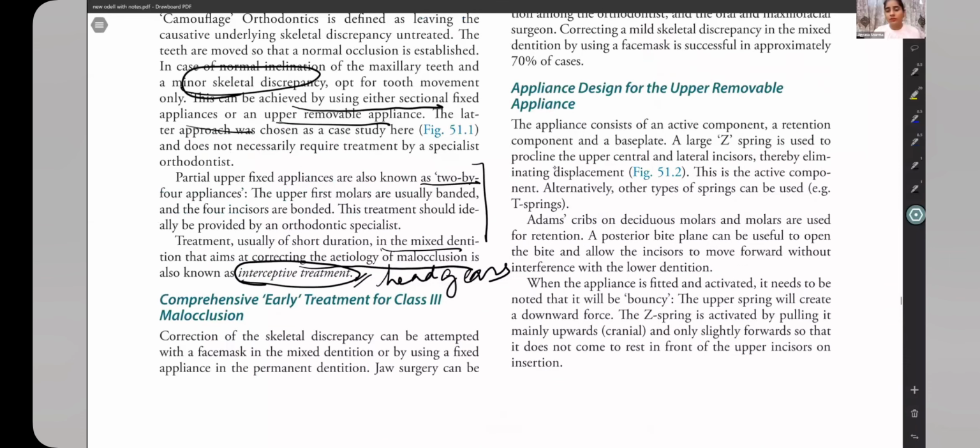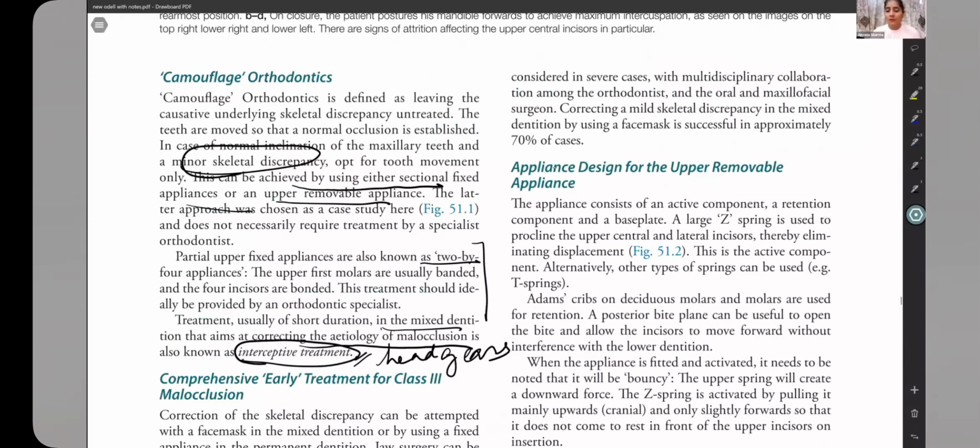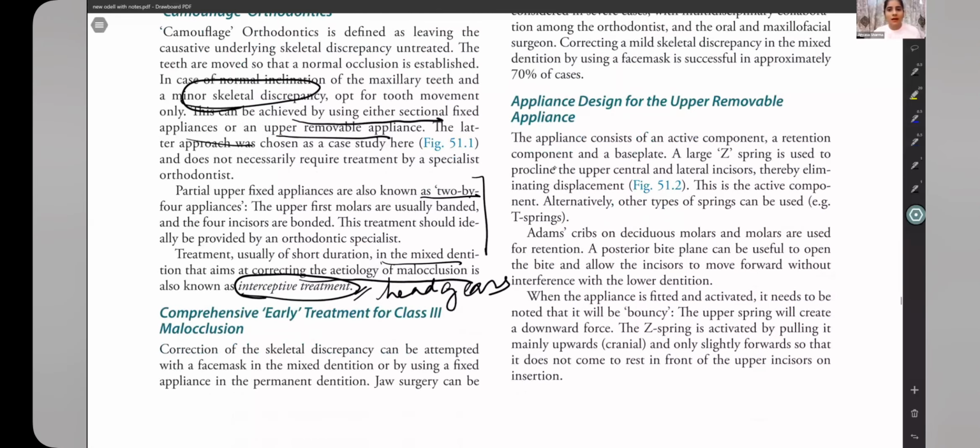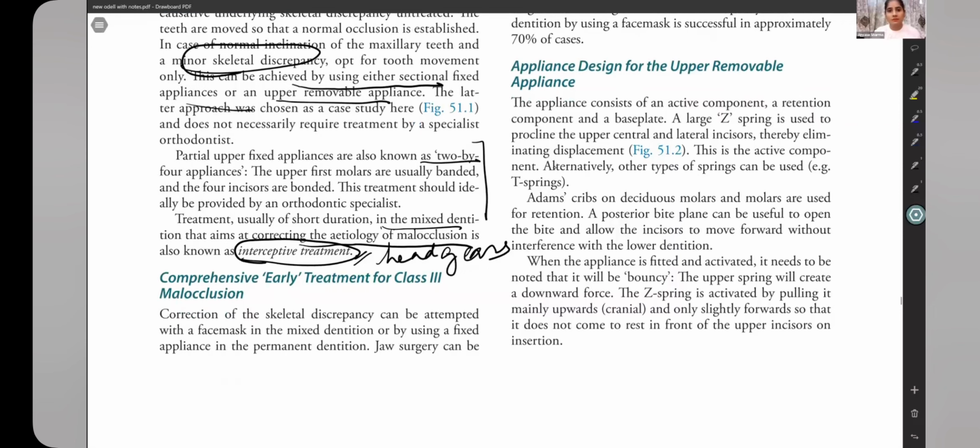So if you're doing it in permanent dentition, then jaw surgery may be required. That would be done after completion of growth. But in the mixed dentition, if you have identified there is a jaw discrepancy, you can use interceptive orthodontics using reversible headgear. Correcting a mild skeletal discrepancy in the mixed dentition by using a face mask is successful in approximately 70% of the cases.